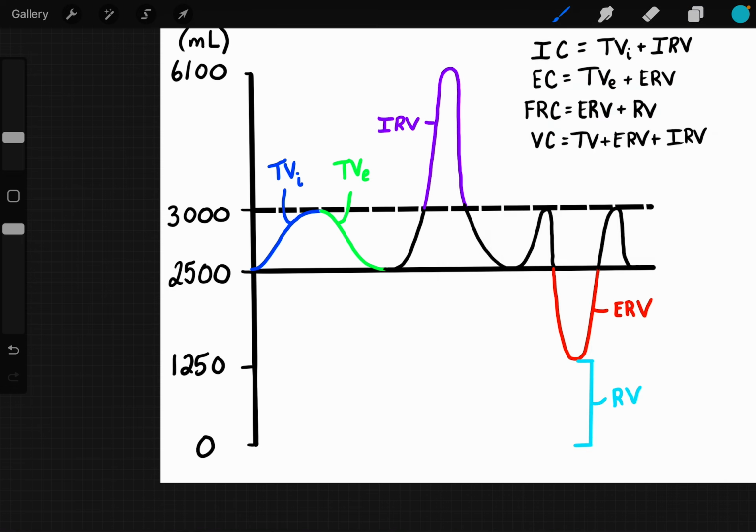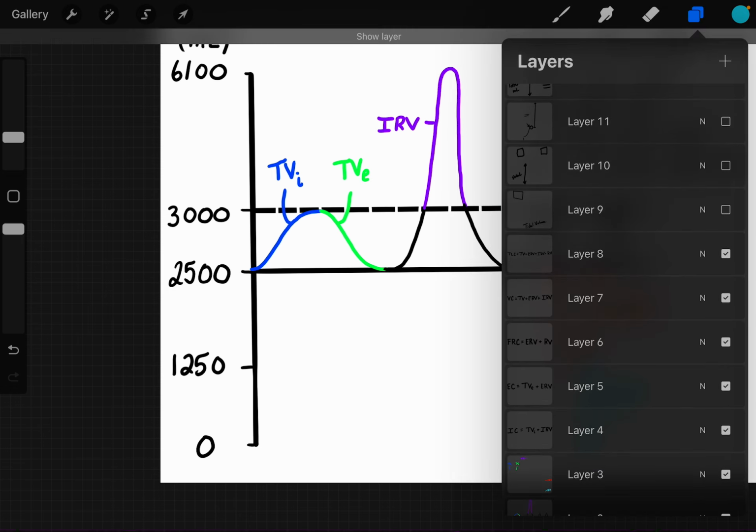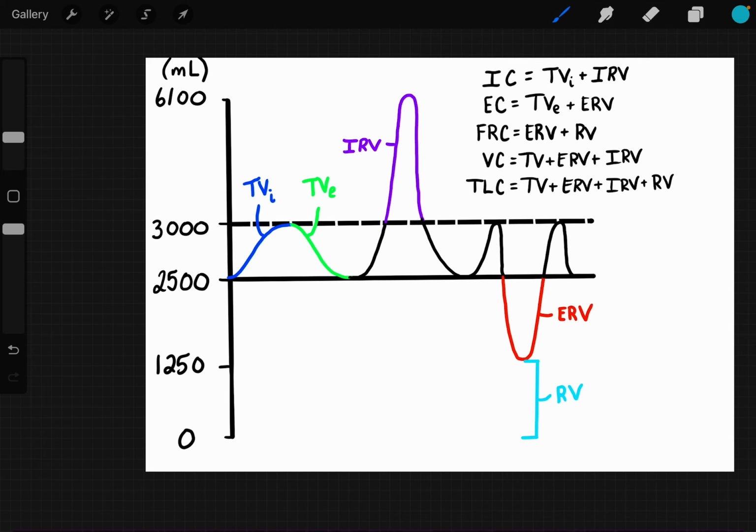Then the last equation is going to be total lung capacity. This is all the air in your lungs, including the residual volume. So that would be from the peak of the purple all the way down to the bottom of the residual volume. So the very most you can take in, what is that number? In this case, it's 6,100, because you're adding tidal volume, expiratory reserve, inspiratory reserve, and residual volume to get the total lung capacity.